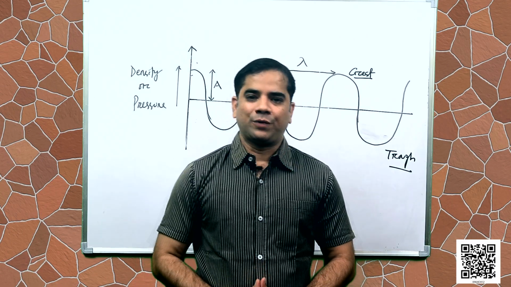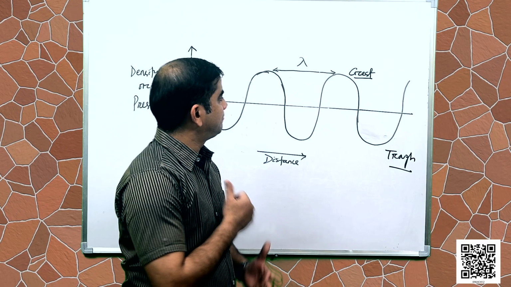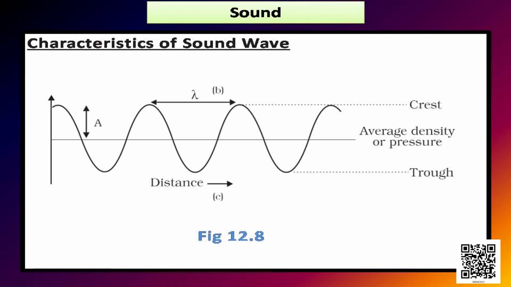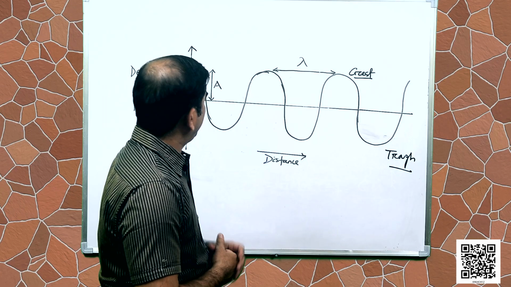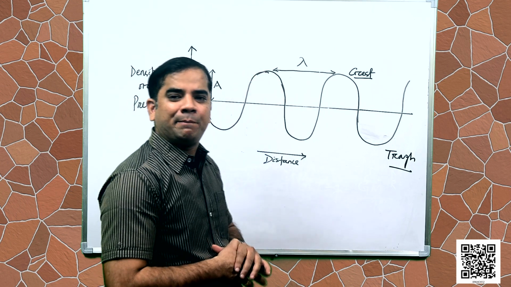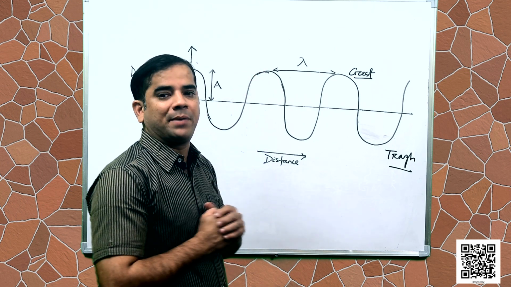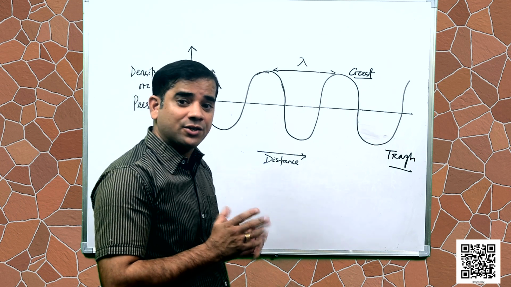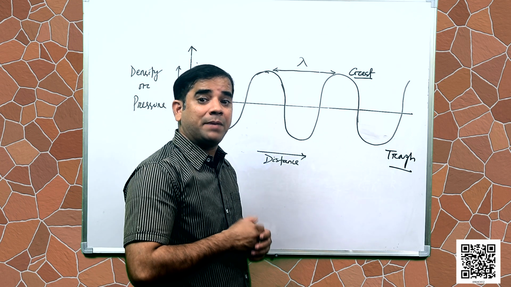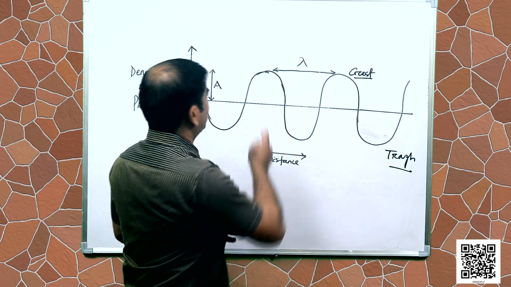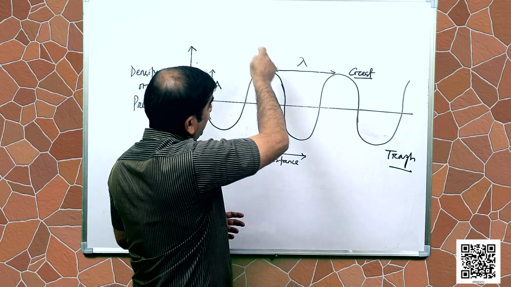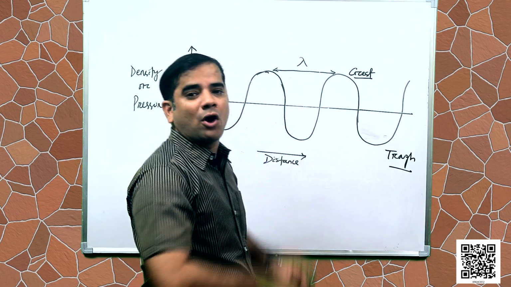So students, let me draw the figure of the sound wave as it is given in your book, and then we will discuss the properties. Fine. Students, I have drawn the figure as it is given in figure 12.8c of your book. The peak represents the region of maximum compression. Thus, compressions are regions where density as well as pressure is high. So, peak means the highest point, and the peak represents the maximum compression.